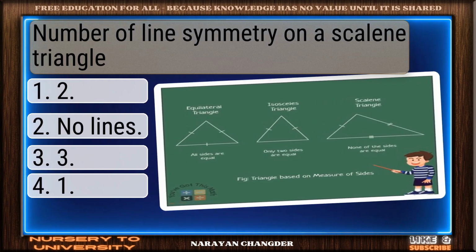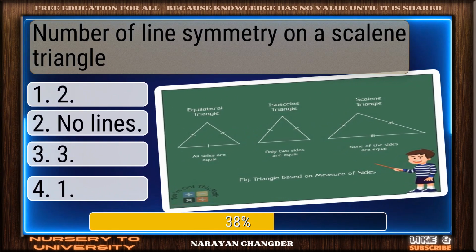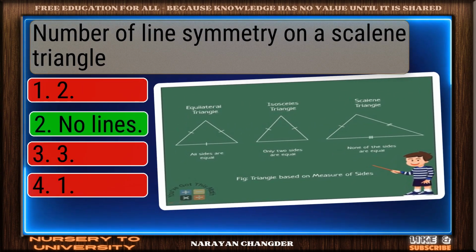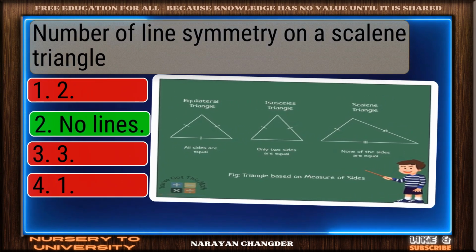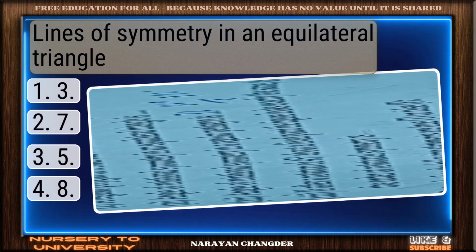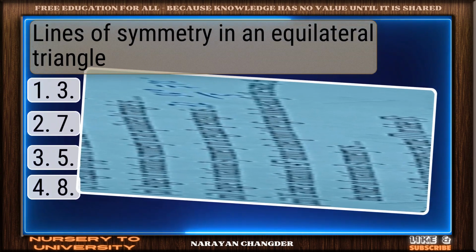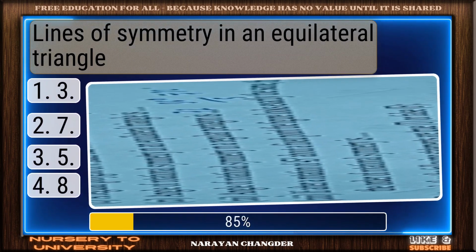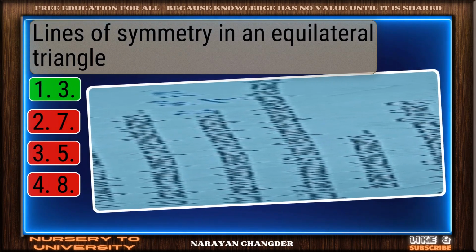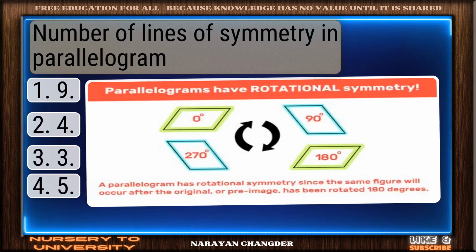Number of line symmetry on a scalene triangle. Right choice. No lines is the best answer. Lines of symmetry in an equilateral triangle. You chose 3, and it is correct.